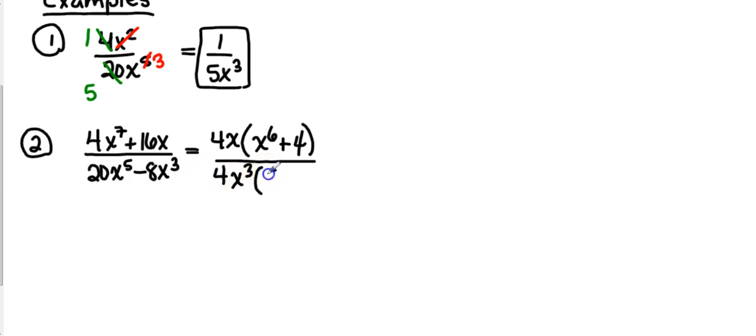20 divided by 4 is 5. There were 5 x's. I factored out 3 of them. That leaves behind 2. Or you could say x to the 5th divided by x to the 3rd results in x squared, your choice. 8 divided by 4 is 2, so minus 2. There were 3 x's, I factored out all 3, none are left.